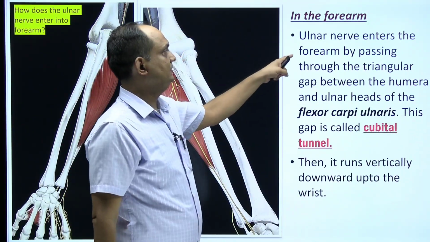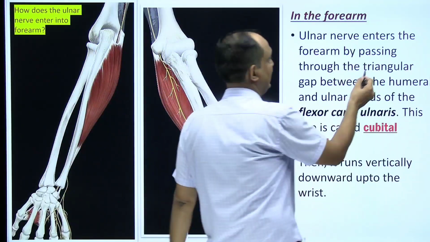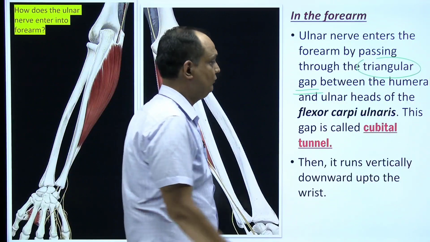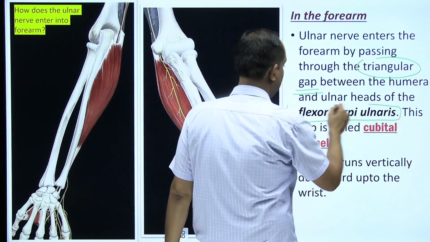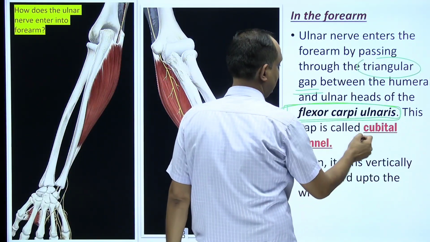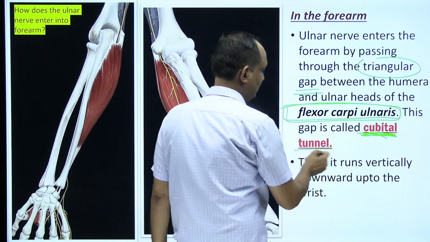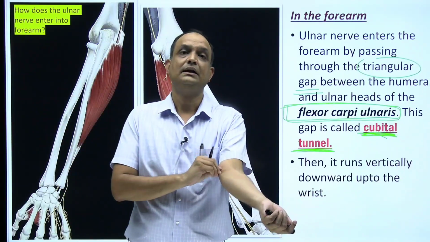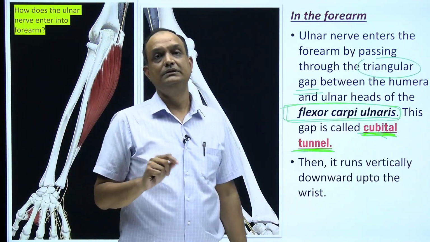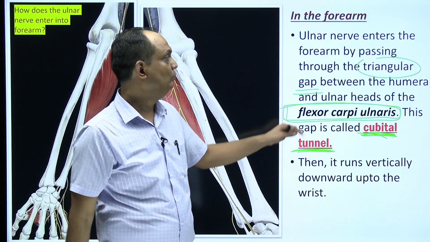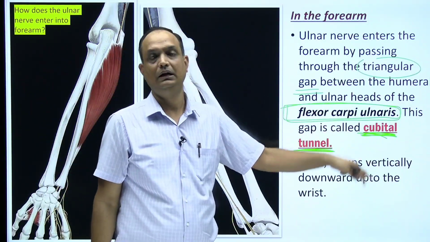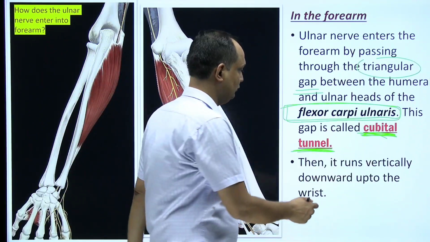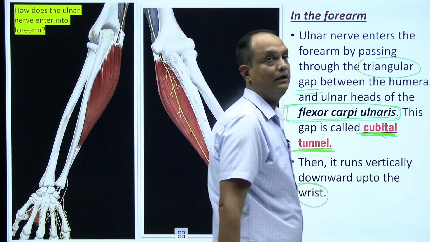So, the ulnar nerve enters the forearm by passing through a triangular gap between the humeral and ulnar head of flexor carpi ulnaris, and this gap of flexor carpi ulnaris is known as the cubital tunnel. So, sometimes the ulnar nerve may get compressed in this cubital tunnel, which is actually the area between two heads of flexor carpi ulnaris muscle. Then it runs vertically downward and reaches up to the wrist joint.